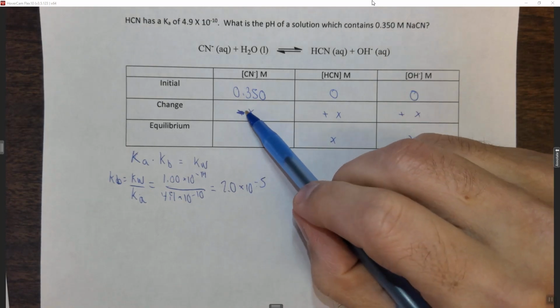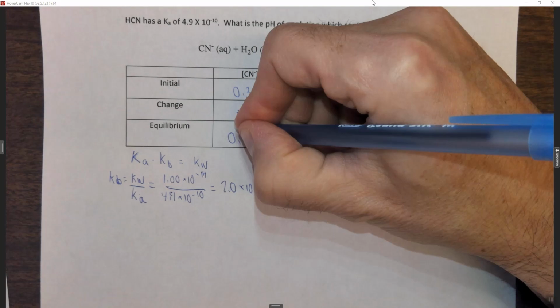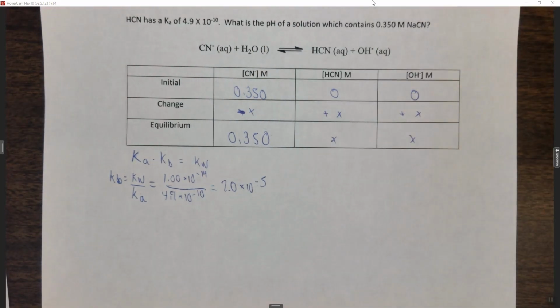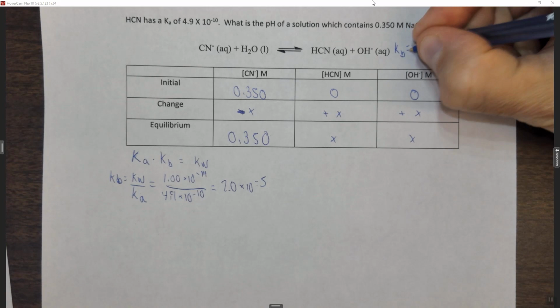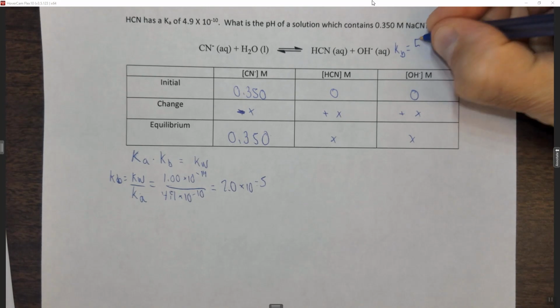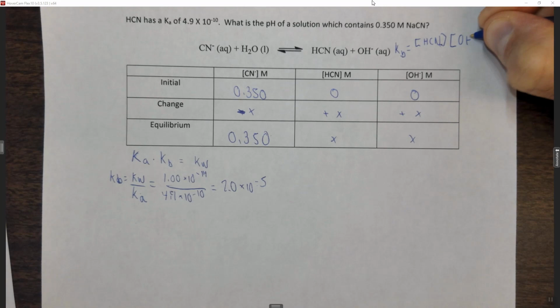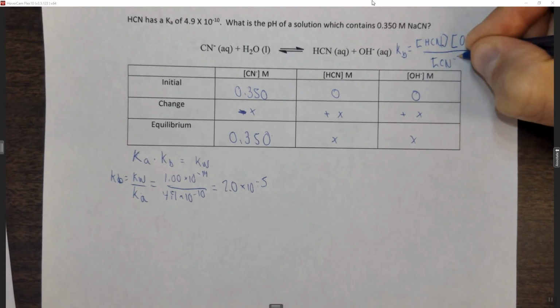And if this X is less than 5 to 10% of this, we can ignore it. And here in all these examples, we can ignore that X. So we just get the 0.35 molar here. So we don't have to use the quadratic equation. Well, now we need to write the Kb expression, which we haven't done yet. So the Kb is going to be equal to the concentration of HCN times the concentration of OH minus over the concentration of CN minus.